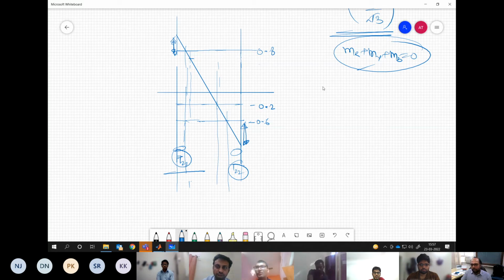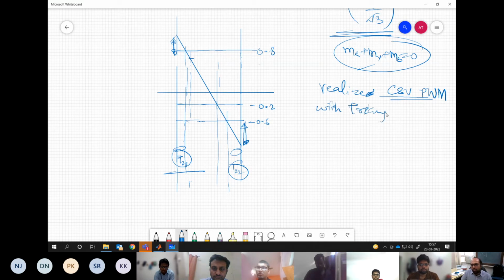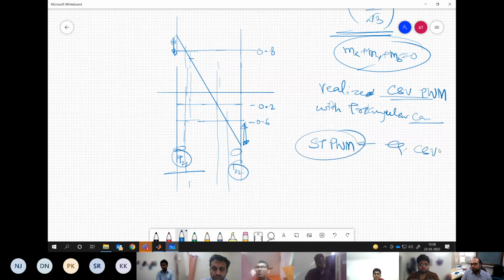That is where we try to realize the conventional space vector with a triangular carrier. Or in other words, we say the equivalent of conventional space vector PWM in sine triangle PWM. So of course we need to do something over here.